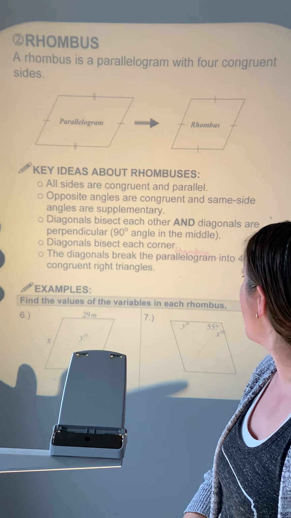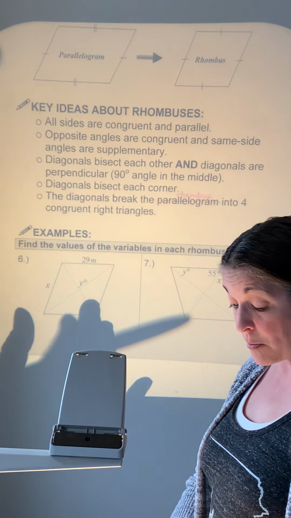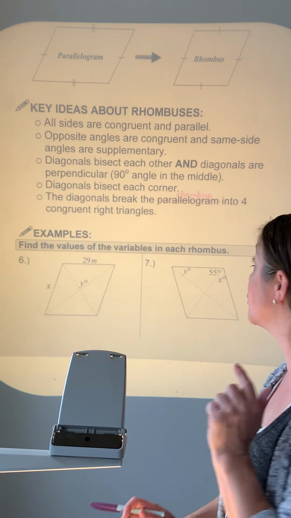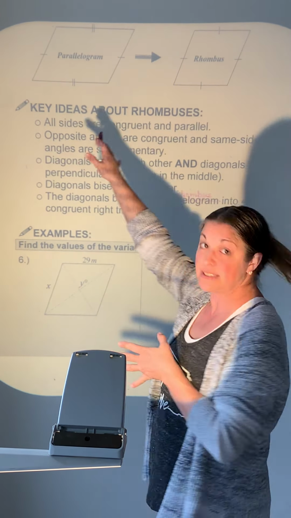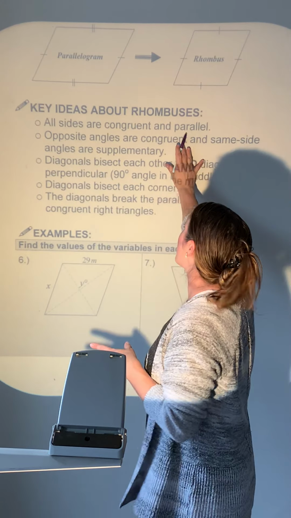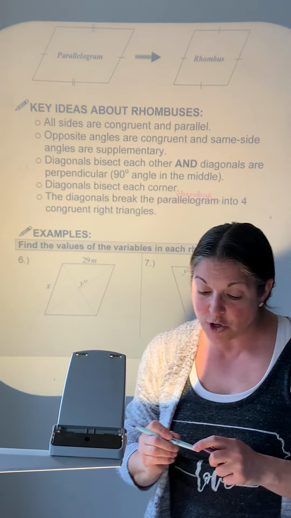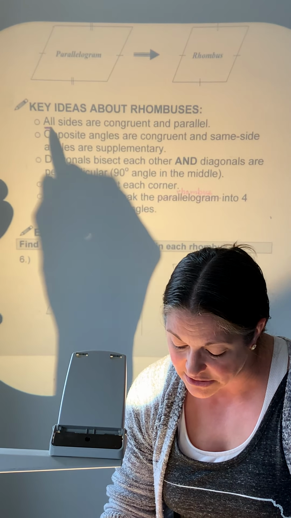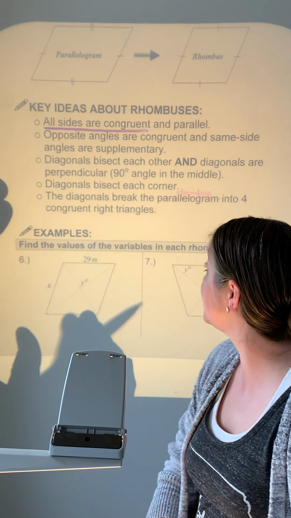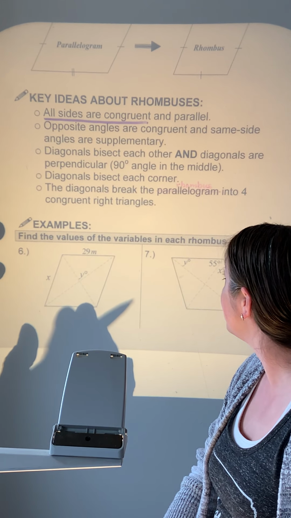So the key things about the rhombus, first and foremost, all sides are congruent. And again, because it's a type of parallelogram, they're obviously parallel. But this is the new characteristic that we need to remember. So all the sides are congruent.